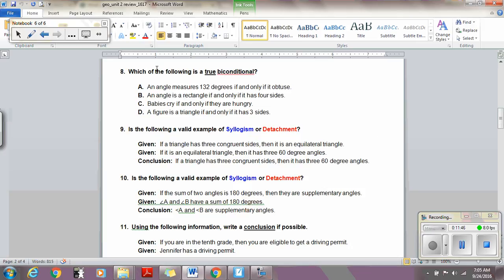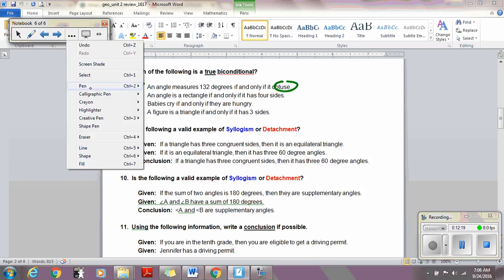Let's read it backwards. If an angle is obtuse, then it measures 132 degrees. Now, we just kind of touched upon that in 7. That's not necessarily true. The classification for obtuse means just between 90 and 180. So the 132 is not the only thing that fits in that range. So that's why we have to eliminate choice A.